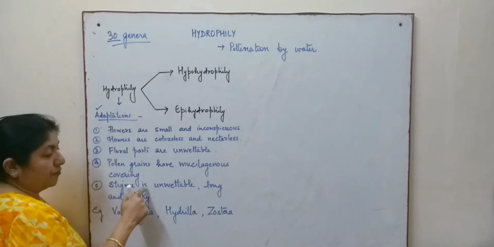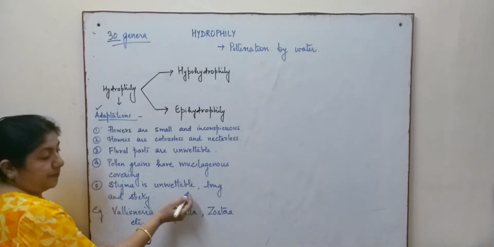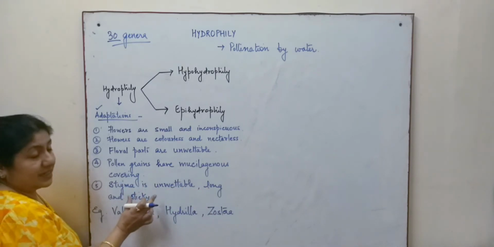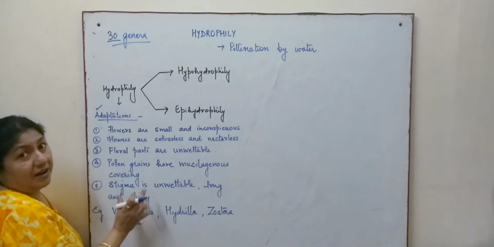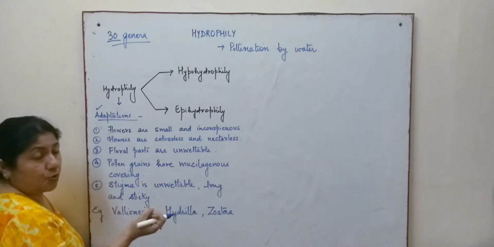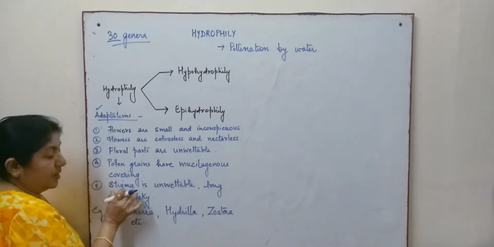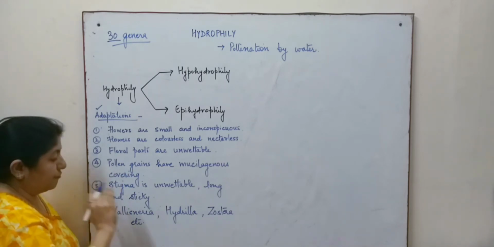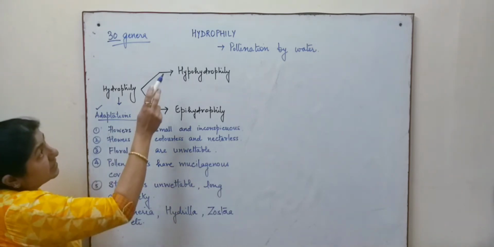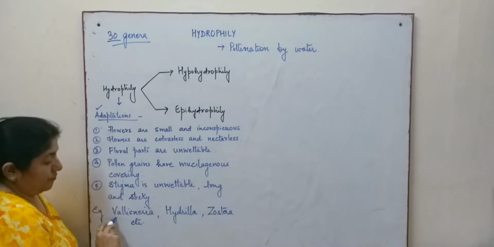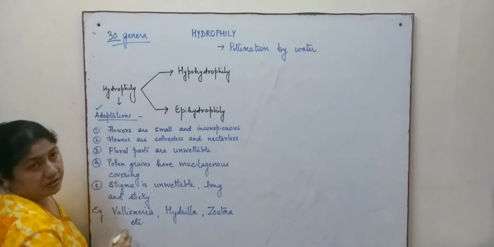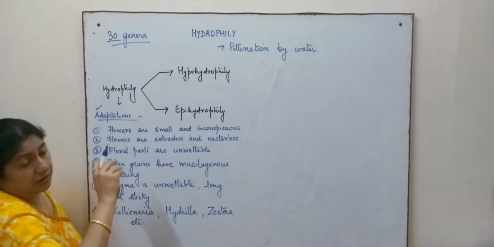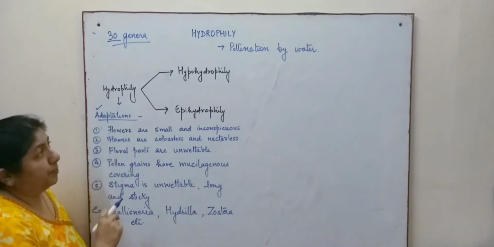The stigma of the flowers is unwettable, long and sticky. The stickiness helps the pollen grains to be attached to the stigma, that is, to hold on. The long stigma helps trap the pollen grains traveling with the water current. We see this type of pollination in Vallisneria, Hydrilla, Zostera, etc. These are various examples of pollination in hydrophilous plants.